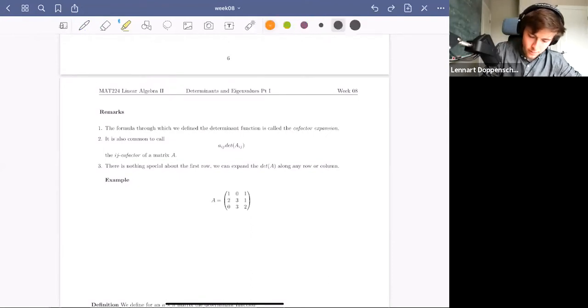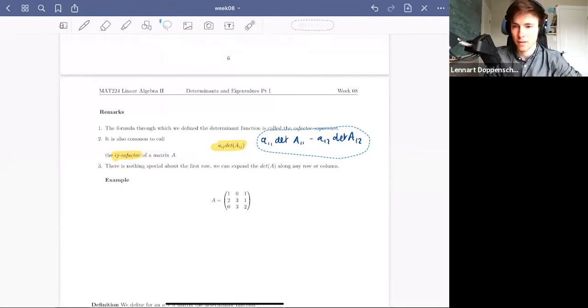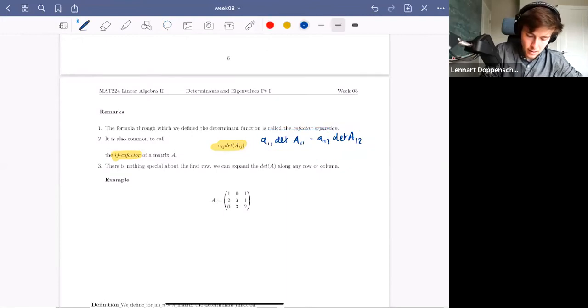So this thing that we had is the ij cofactor. This means when we computed the determinant of A11, then this was a cofactor. And then we added to this the determinant of the minor A12, and this was another cofactor. So we expand the determinant in terms of cofactors. These are just the summands, and this is why this method of computing the determinant recursively is called cofactor expansion.